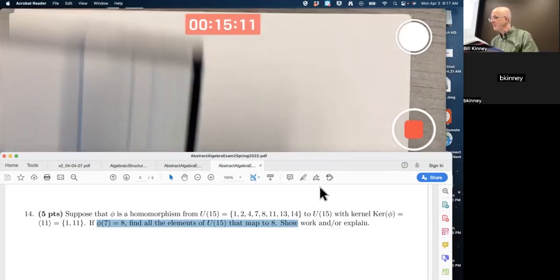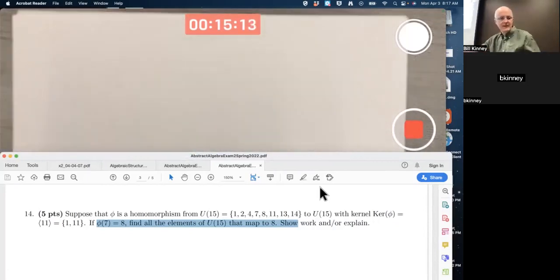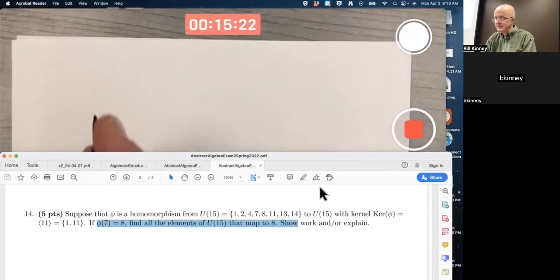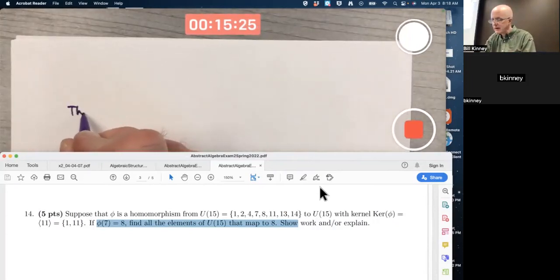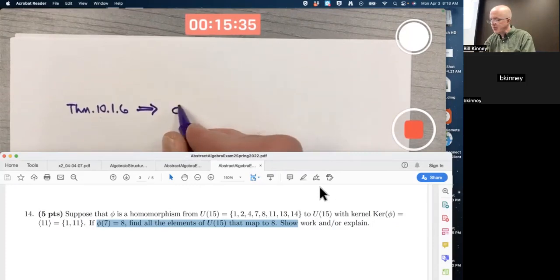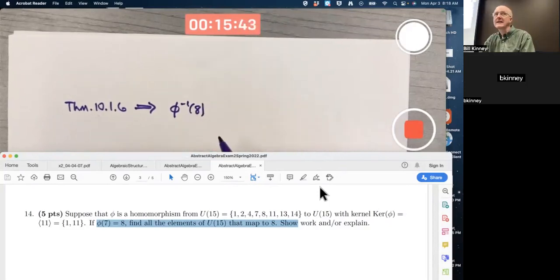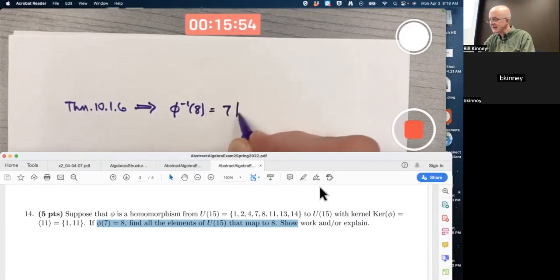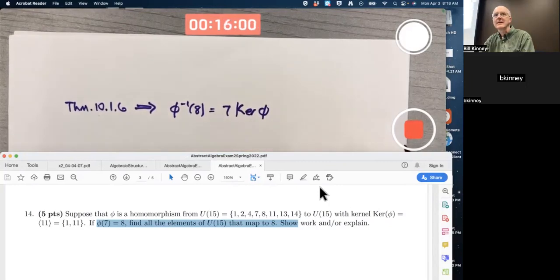And that's relevant for this problem, because phi of 7 equals 8, and we're trying to find everything that maps to 8, so we're trying to find the preimage of 8. By theorem 10.1 part 6, the preimage of not 7, but 8, is not one element. This is more than one element. This is a set. According to this theorem, it's the coset 7 times the kernel of phi.